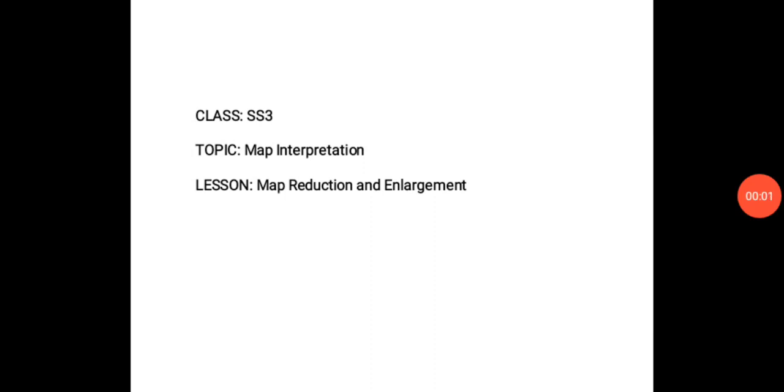Good morning, students. You're all welcome to this map reading and interpretation class. This class is exclusively for SS3 students who are preparing for WAEC and NECO exams. Our topic today is map interpretation, but our lesson is specifically on map reduction and enlargement.